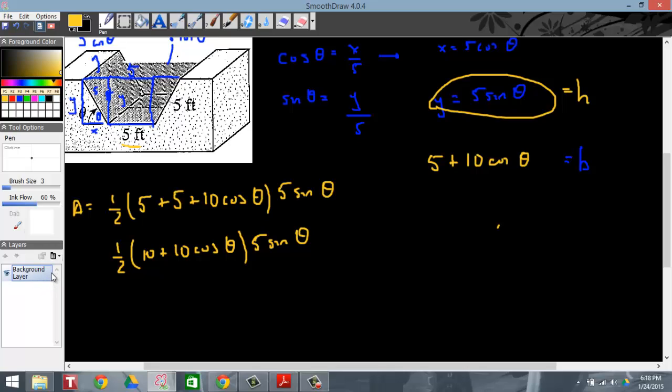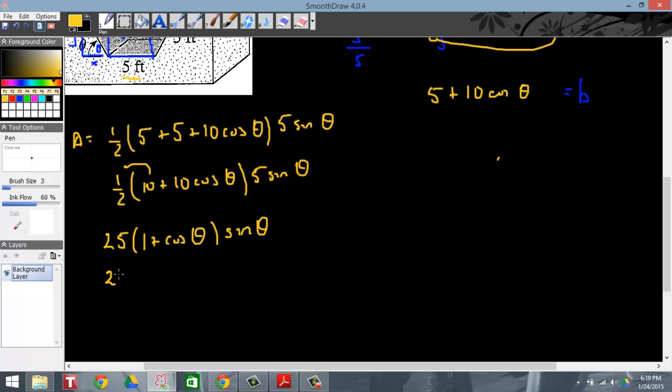Now, a couple things can happen here. I can simplify some stuff out. If I factored out a 10, I would get 10 over 2, so I would get 5 times 1 plus cosine theta times 5 sine theta. The 5 and this 5 are going to multiply out to become 25, and I just have this sine theta here. Or it could have been on the other side. Let me see if I can't clean this up one last time.